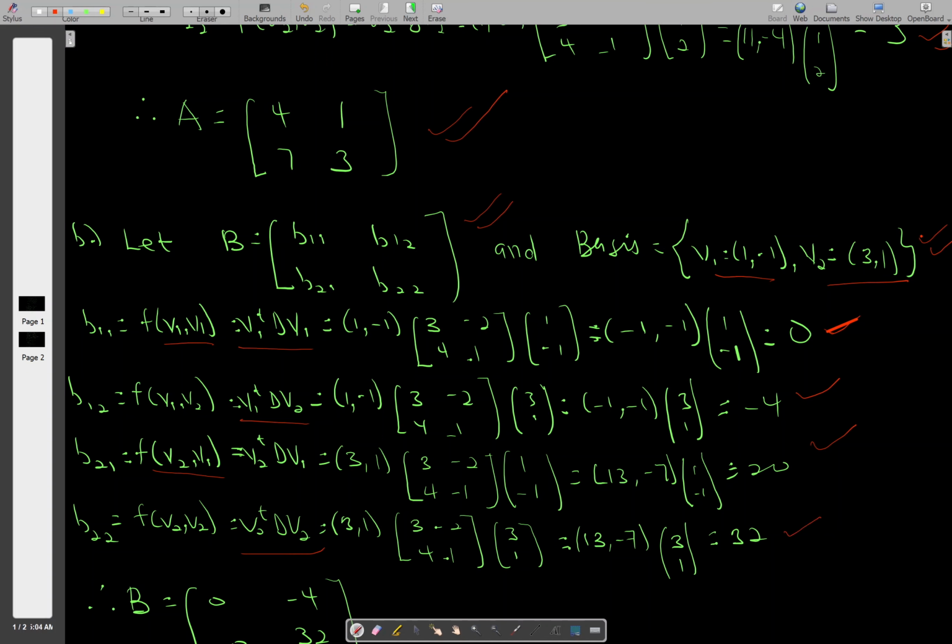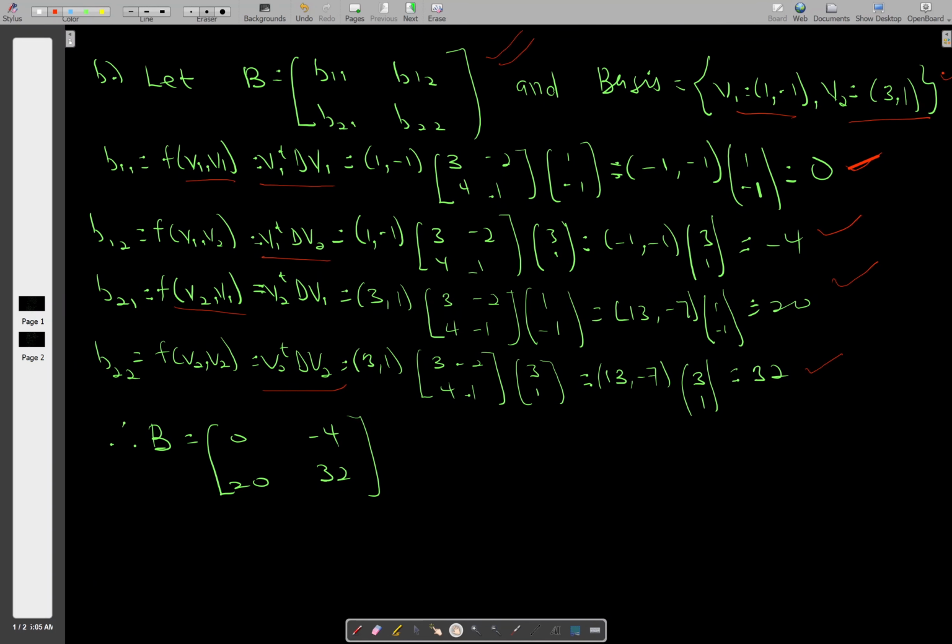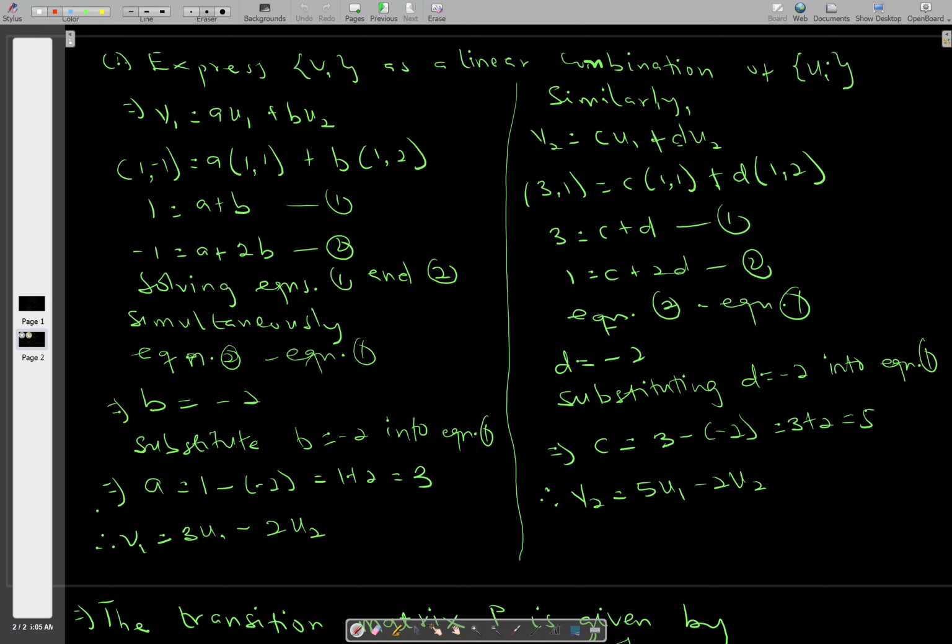So now we have our matrix B, which is given by B11, which is 0, B12, which is negative 4, B21, which is 20, and B22, which is 32. So this is our matrix B. Then on the third question, we are to generate our transition matrix on the given basis, that's from Ui to Vi. So we are to express Vi as a linear combination of Ui.